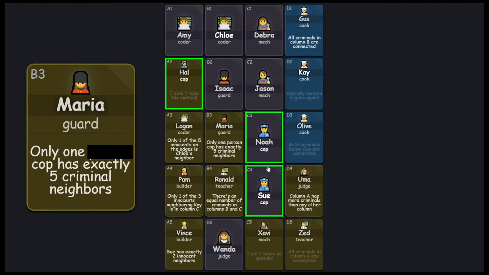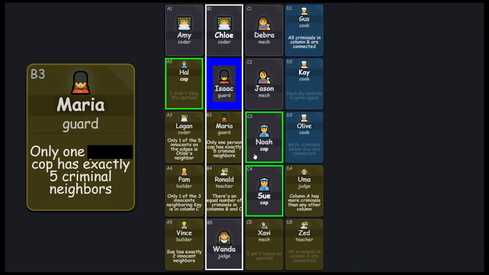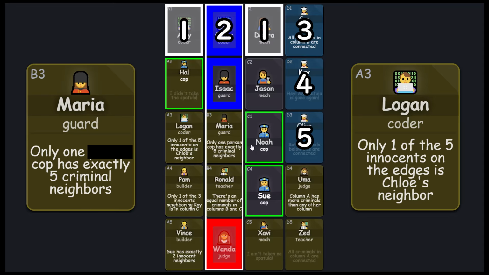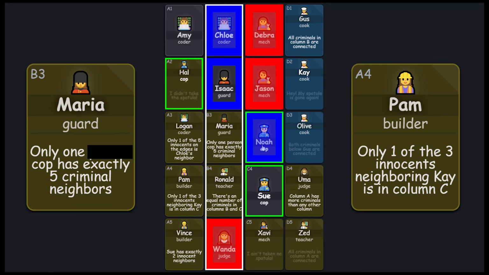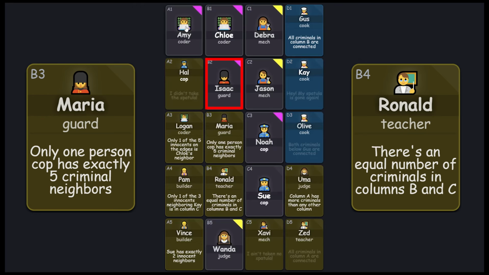Only one cop has exactly 5 criminal neighbors. Let's keep working on column B and assume Isaac is innocent. Then Chloe would be innocent, and Wanda would be a criminal, since we can't have more than 5 innocents on the edges. Following currently known clues, the board eventually fills up like this. And as you can see, none of the cops has 5 criminal neighbors. Therefore, Isaac must be a criminal.